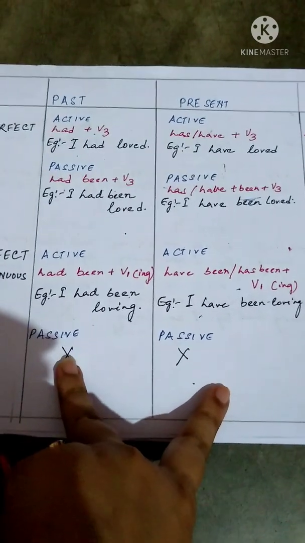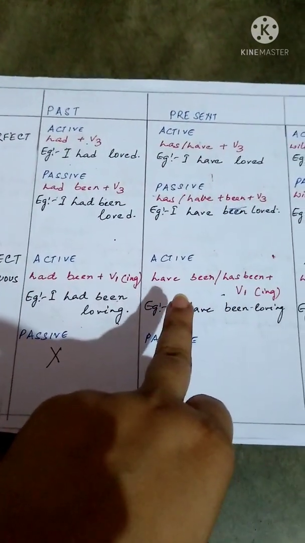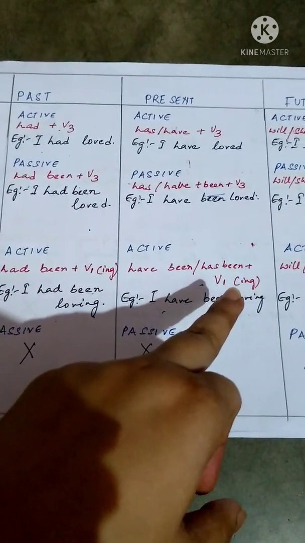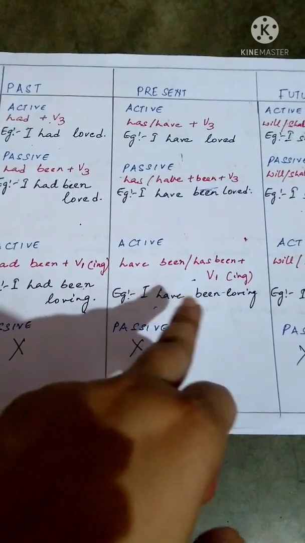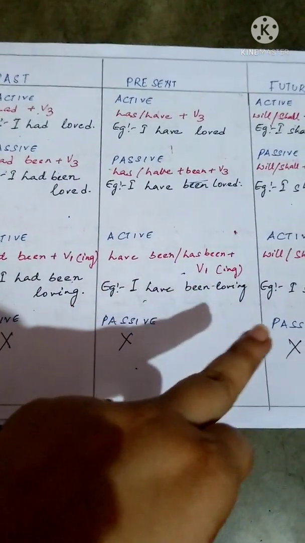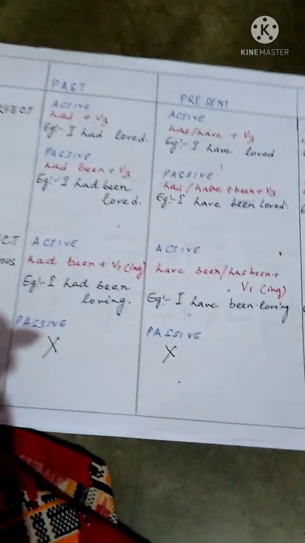Now, coming to present perfect continuous in active, what will be the formula? Have been or has been plus V1, that is verb in its present form, ing. Example, I have been loving. In passive form, again, no passive form for present perfect continuous.